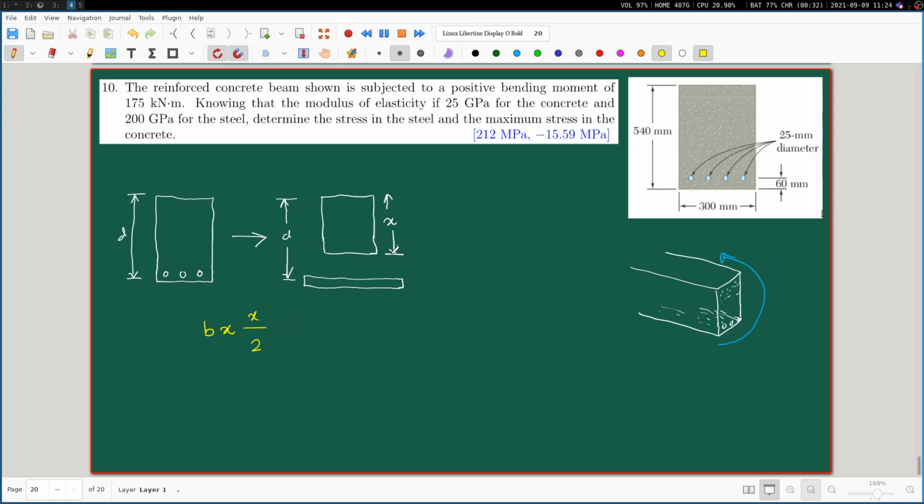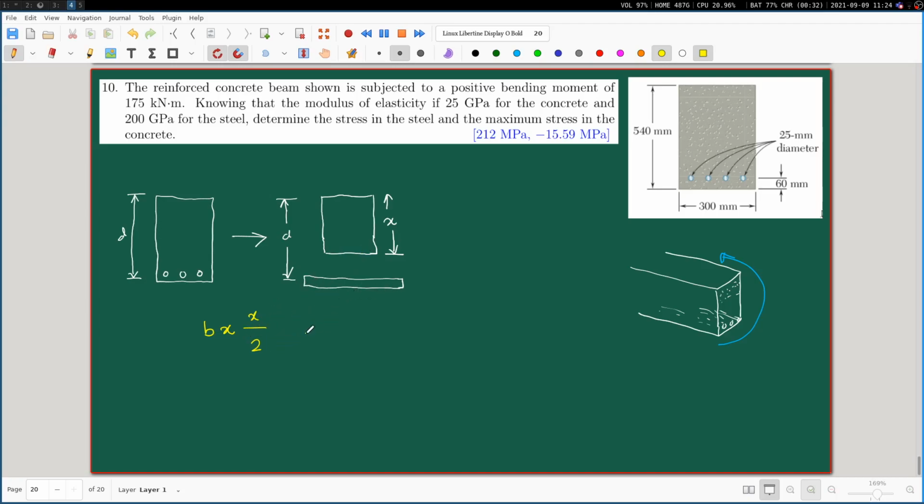Okay, because this we recognize as the actual neutral axis of this overall transformed section, and because this height itself is x, so individually the location of the centroid of this rectangle is at a distance of x by 2 from this bottom part, which also happens to be the neutral axis. So this is bx into x by 2.